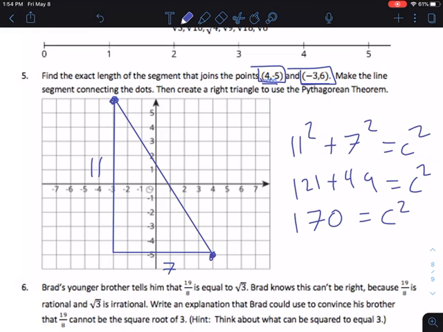And then are we done? Oh, I hope you agree that we're not done. All right, so we've got to do the square root of that. So your answer would be 13.04 is equal to c.